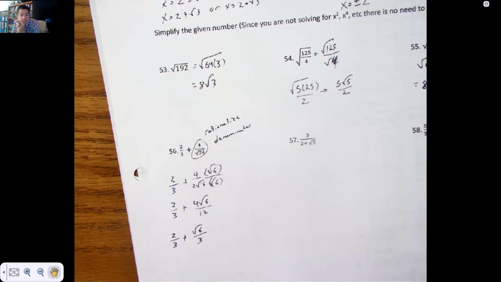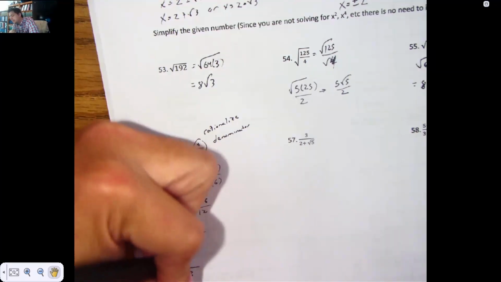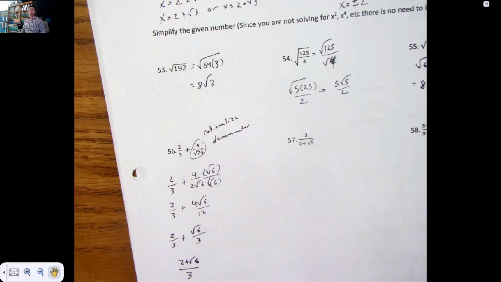Now I can put these things together, because in order to add 2 numbers together, you have to have a common denominator. And the common denominator is 3, so I can literally add them together. 2 plus root 6, sitting pretty over 3.